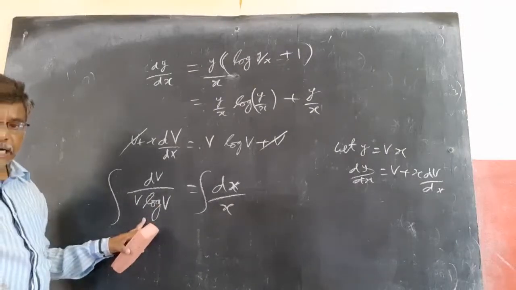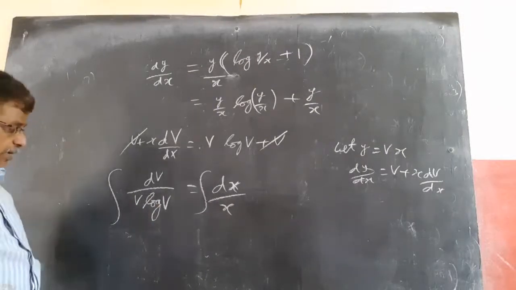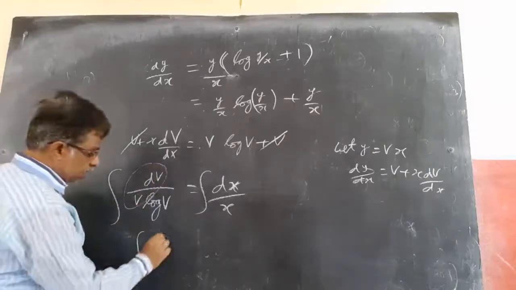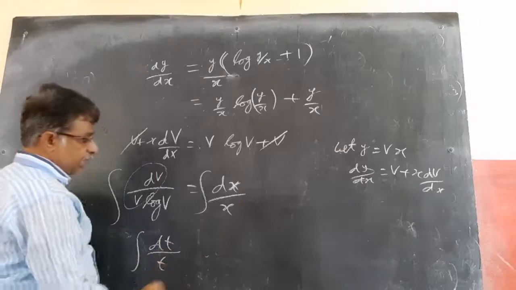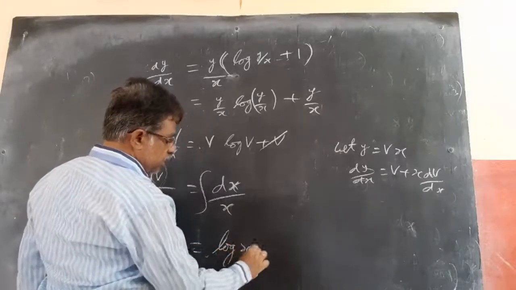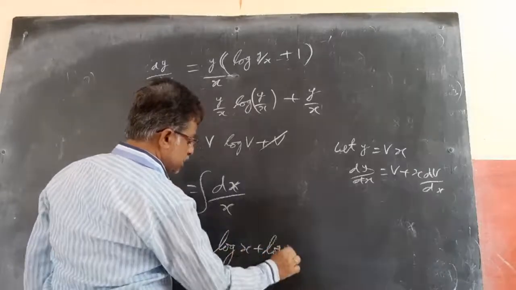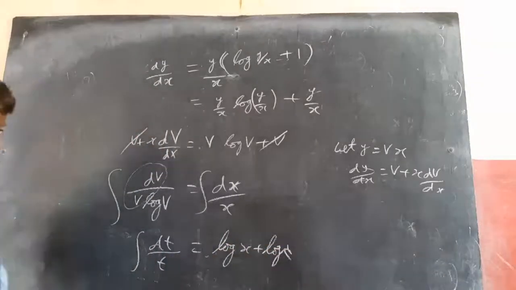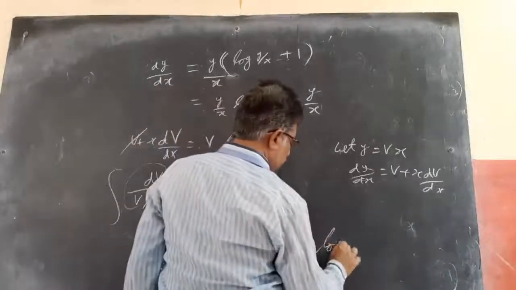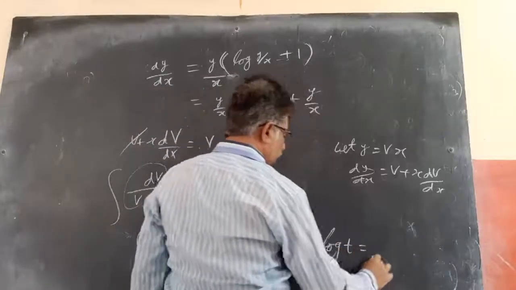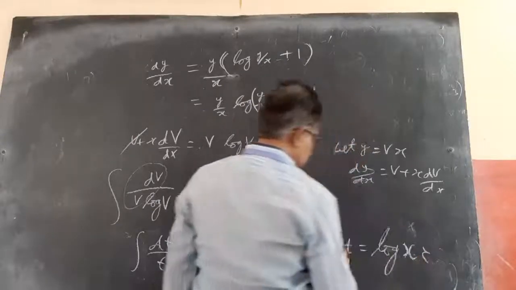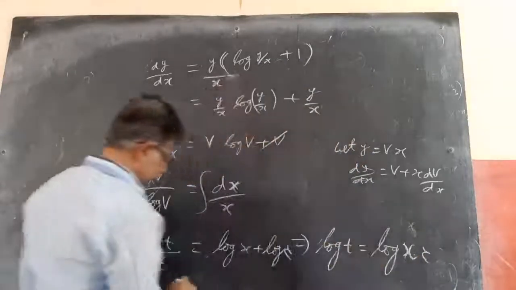You can take log v equal to some t. Then 1 by v dv is dt. So integral of dt by t equal to integral of dx by x, which is log x plus c. I can write c as log c because I am getting log on this side also. So log t equal to log xc. Then log cancels, t is equal to xc.